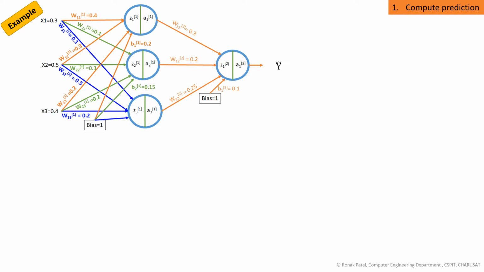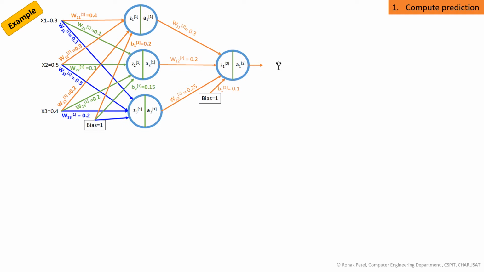Take another one, W121. It means it's going to neuron 1 which is at layer 1 from neuron 2. You can say this is the second neuron. From the second neuron it is going to the first neuron, right? That's why W12, and this is layer 1, 0.3, right? So this way we can see these are the weights.